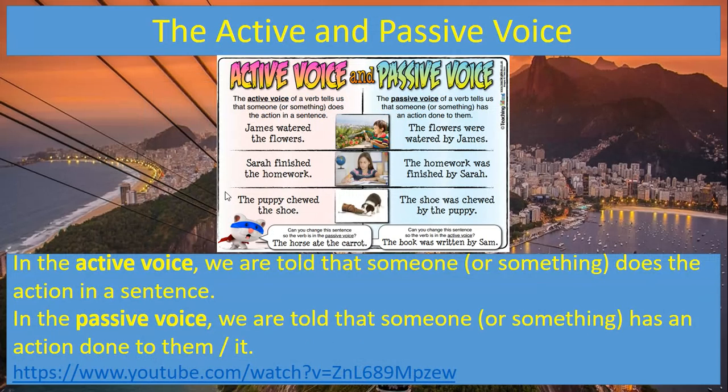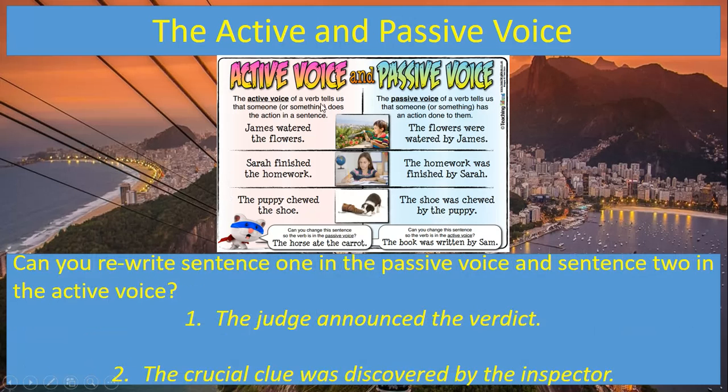So, the active and passive voice. In the active voice, we are told that someone or something does the action in a sentence. In the passive voice, we are told that someone or something has an action done to them or it. So, in the picture here, we've got some examples.